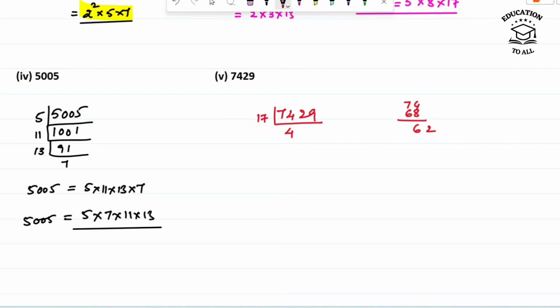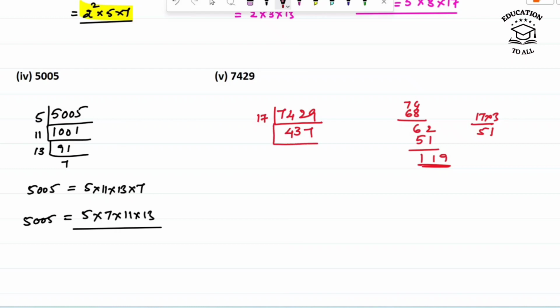Approximately 17 table in 62 cancels 3 times. 17 threes are 51. So subtract 51 from it. You will get 1 and 1. So the last number is 9. In 119, 17 table cancels exactly 7 times.